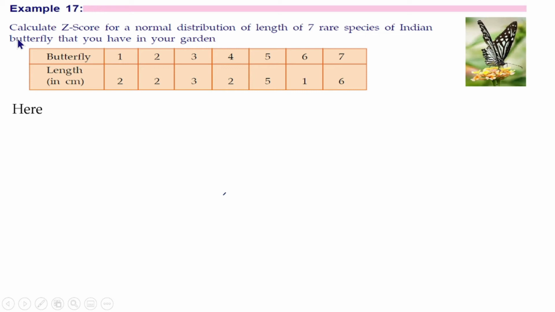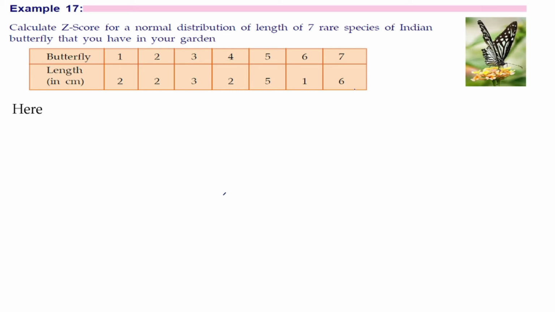So here is an example question. Calculate z score for a normal distribution of length of 7 rare species of Indian butterfly that you have in your garden. So here we have 7 rare species of Indian butterfly, and their length is also given in centimeter. So we have to find the z score for each of these butterfly. So we have butterfly 1, butterfly 2, 3, 4, 5, 6 and 7. There are 7 species of butterfly with different lengths. We need to find the z score for each of these.